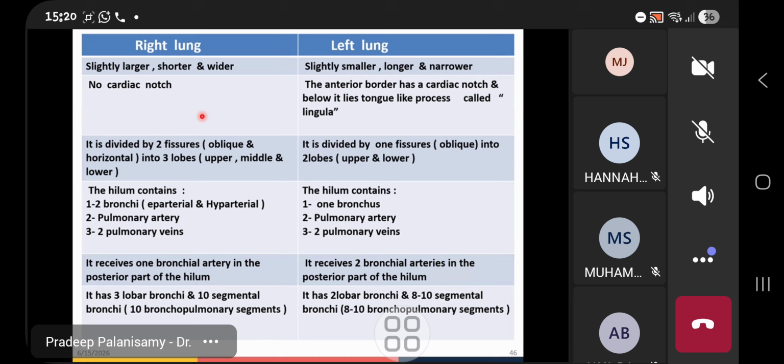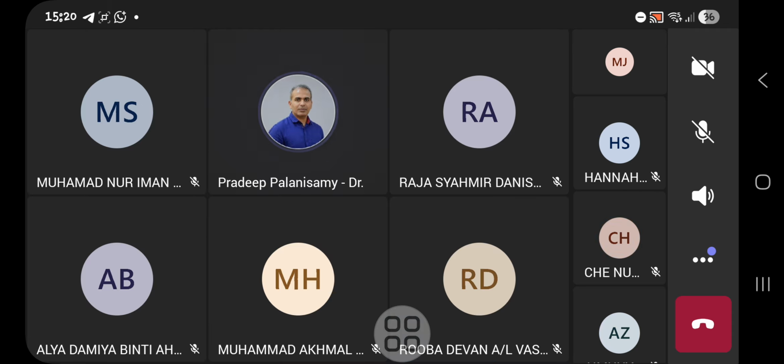When you read about the lungs anatomy, please focus more on the lobes, the fissures, the surface anatomy of the fissures, and the bronchopulmonary segments. Okay, that is all you need to focus on here. Any doubts in this?